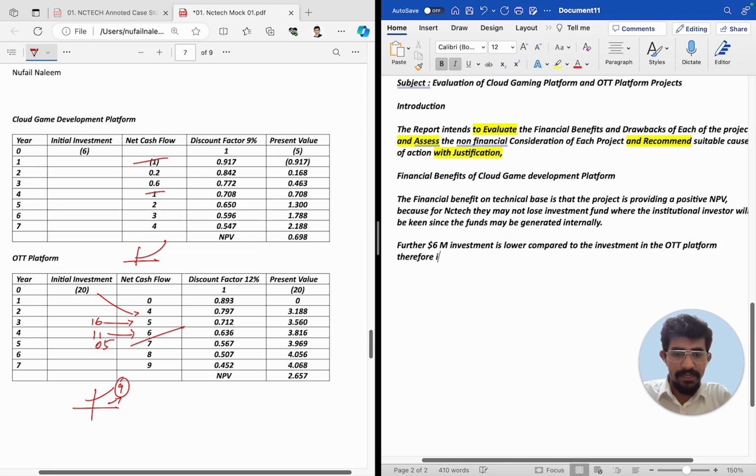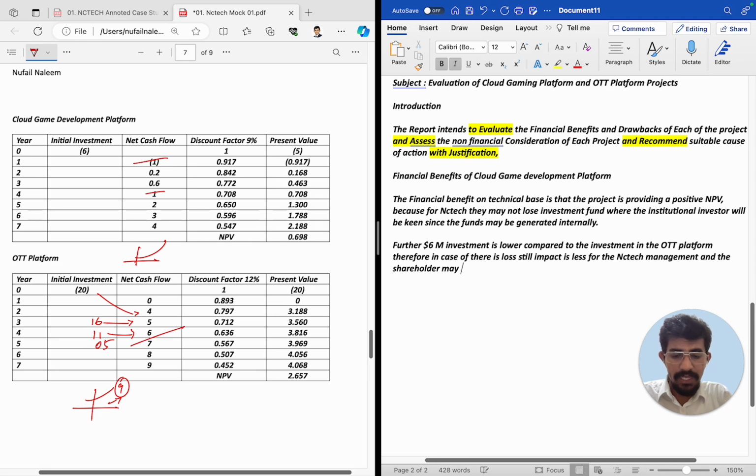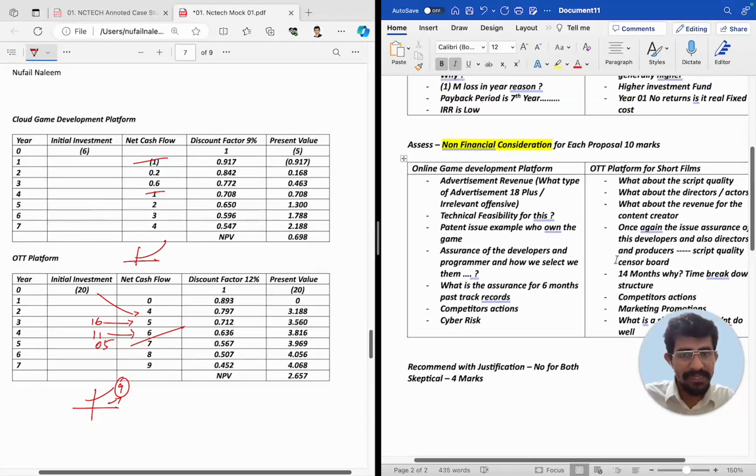Therefore, in case there is a loss, the impact is still less for the NcTech management, and the shareholders may not face any dividend cuts as well. So that is one more point of view, students. Now, generally, if you write 6 million is lower, you will not get marks. Just make sure you strike a balance properly in this case.